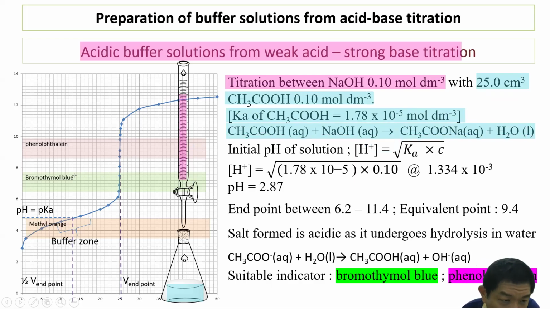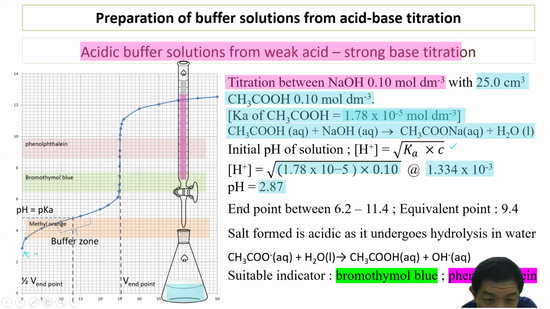As for the beginning pH, what is the pH when the volume is equal to 0? You use the concentration of H+ equals the square root of Ka times C. You substitute the equilibrium constant of ethanoic acid, 1.78 times 10 to the negative 5, multiplied by the concentration of the acid we prepared, which is 0.1. The square root becomes 1.334 times 10 to the negative 3. Therefore, the pH is 2.87. That is how you solve for part A.